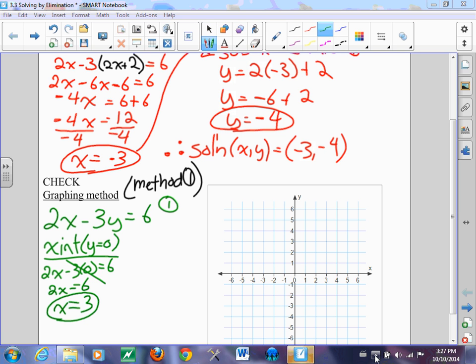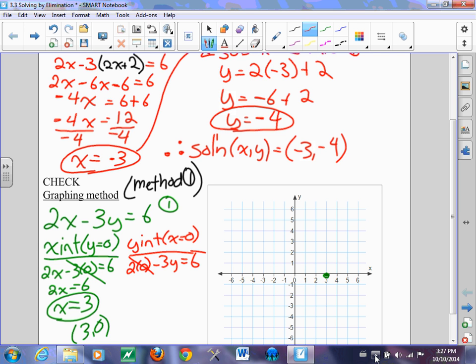So here we go. The x-intercept, or if you want to know, that's the ordered pair (3, 0). So I plot that point. Now let's go find the y-intercept. The y-intercept is when x equals 0. So I rewrite this, and wherever I see an x, I put a 0.